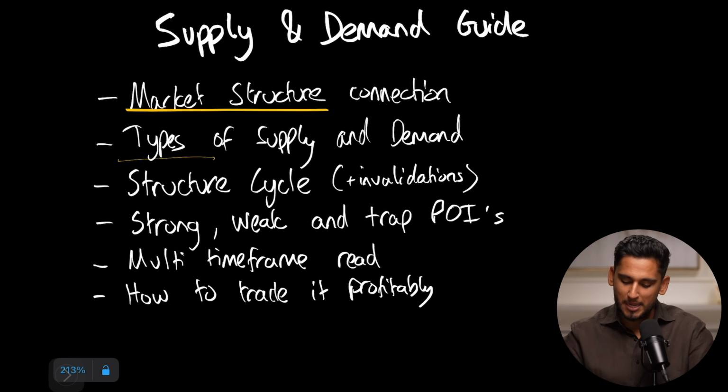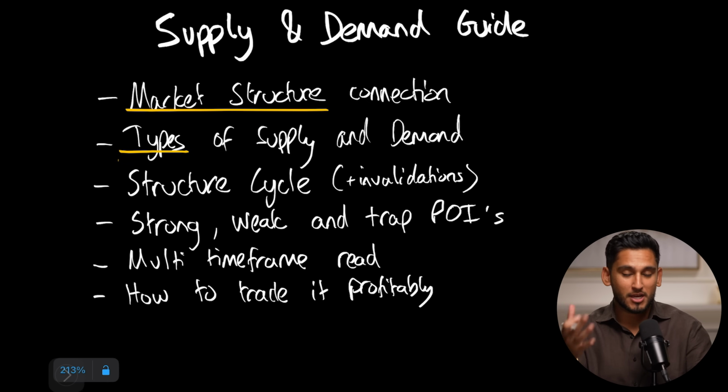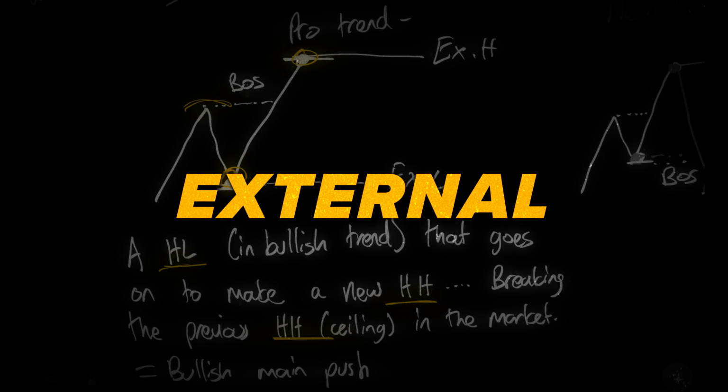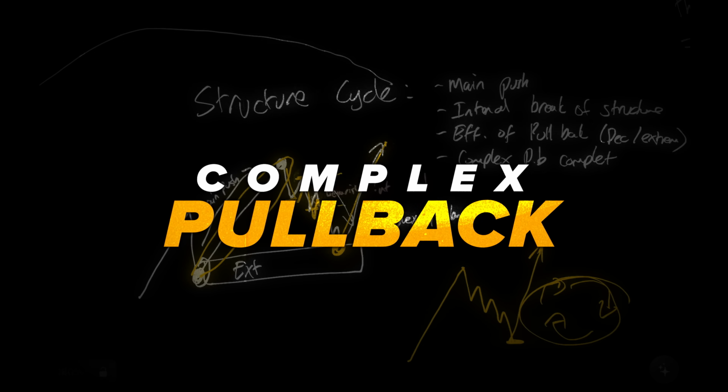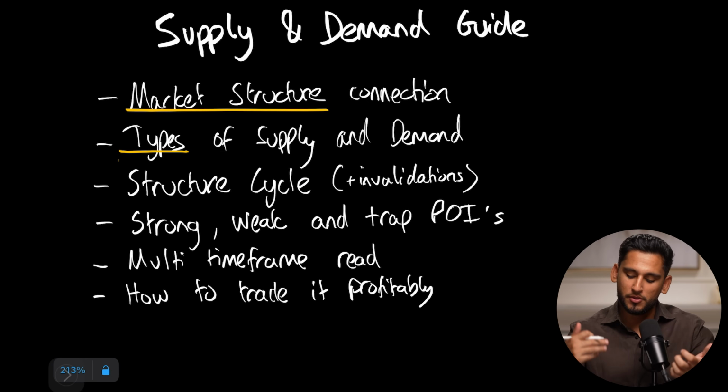Next, we're going to speak about the types of supply and demand. So it's not just one type fits all. There's going to be multiple time frames. It's going to be internal. There's going to be external. There's going to be decisionals and extremes and complex pullbacks. So there's a lot of things we'll connect together on this one with the types.